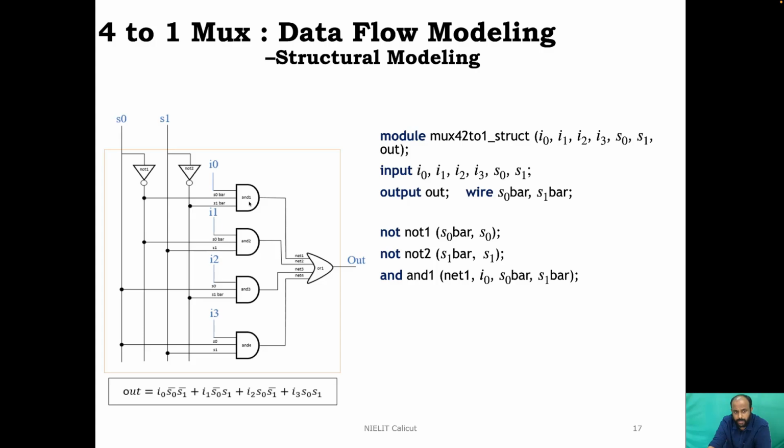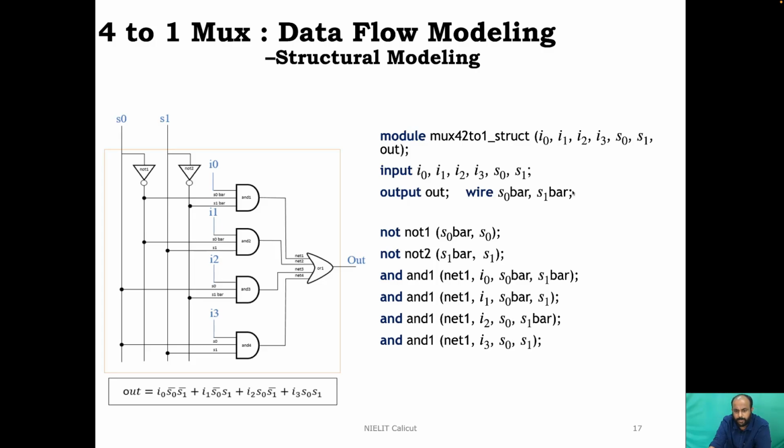AND is the keyword, AND 1 is the label, the output is net1. You can see here the inputs are I0, S0 bar, S1 bar. So repeat it for the other 3 gates also with different names. You can name them AND 2, AND 3, AND 4. I just purposefully kept it because if you write like this, it will give you a multiple instance error.